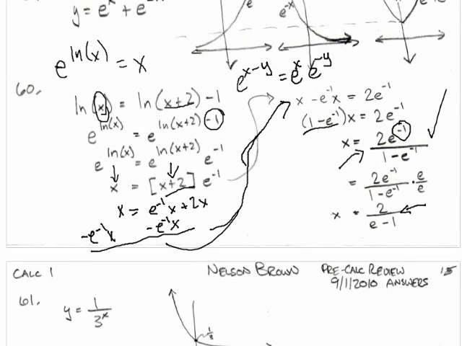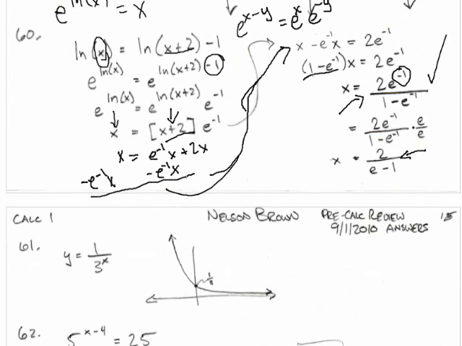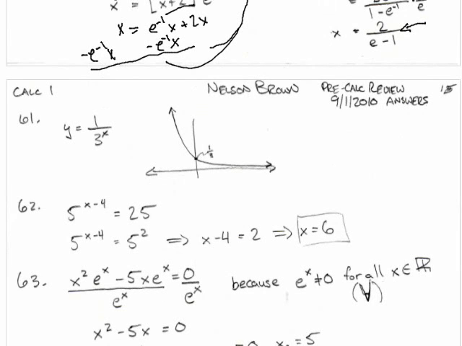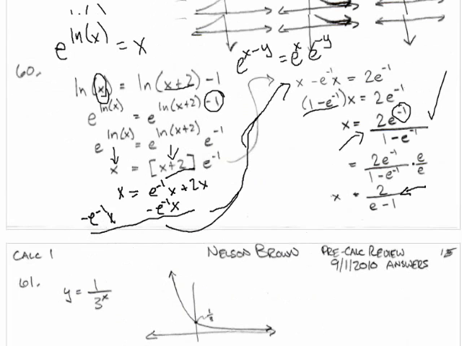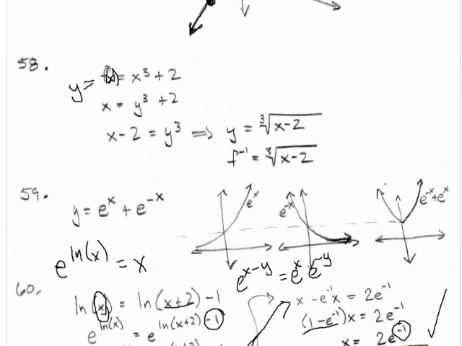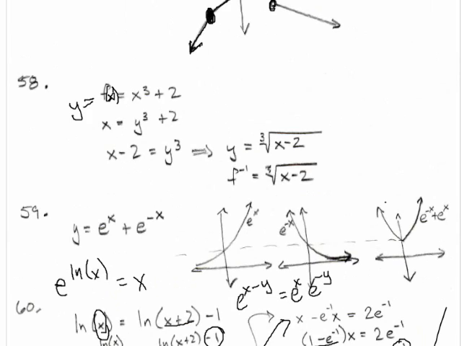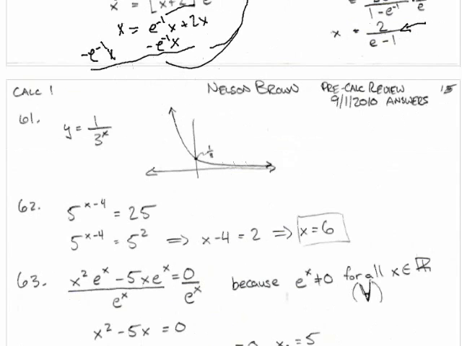Okay, for number 61, it says sketch the graph of 1 over 3 to the x. We looked at this a little bit before, right, in number 59. So we know that as x gets larger, 1 over 3 to the x gets much smaller, right? And for x less than 0, we would take our base and shift it up into the numerator, right?